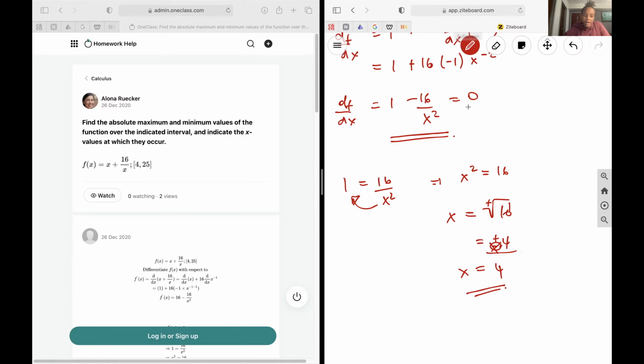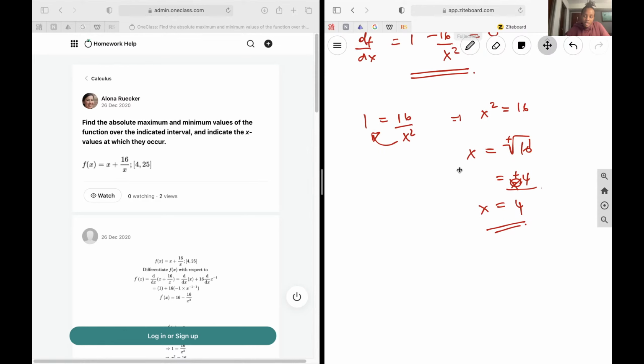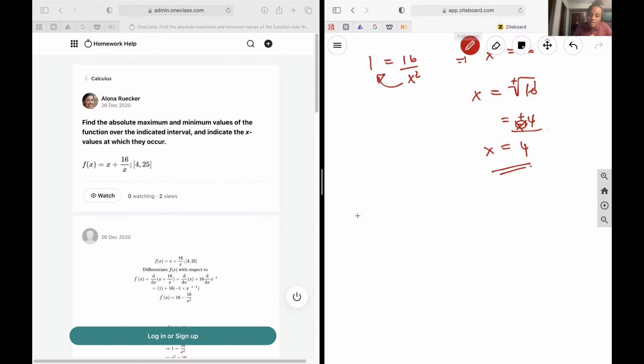Okay, now let's find what f of x is at that value. And so I have f of x is equal to 4 plus 16 over 4, and that is going to give me 4 plus 4, which is 8. Now I want to analyze the behavior of the function before and after this point that I've just found. So again, return to that mental image of your function.